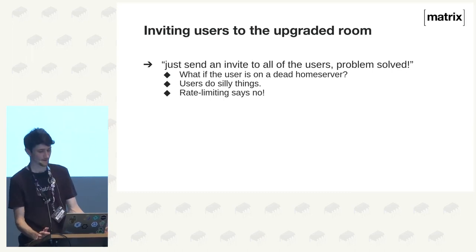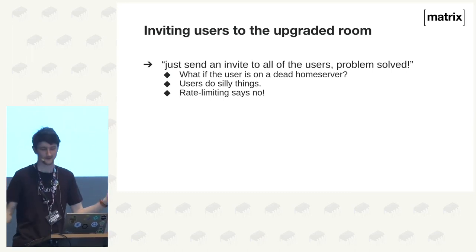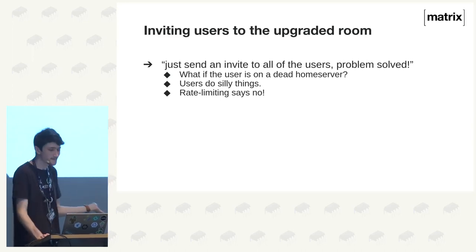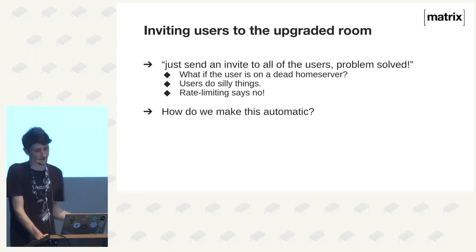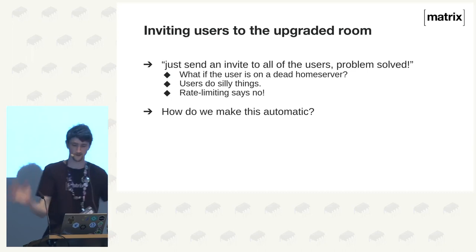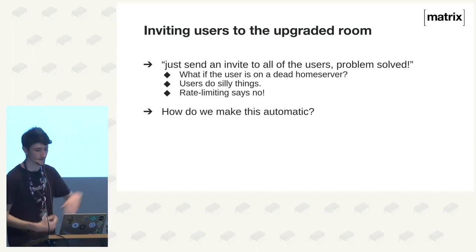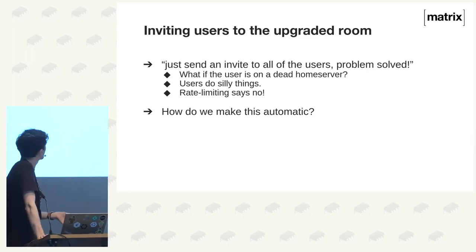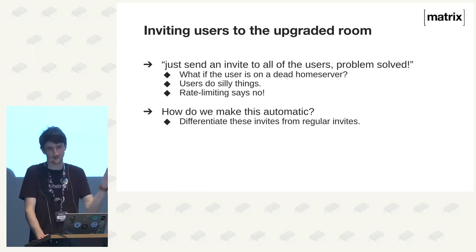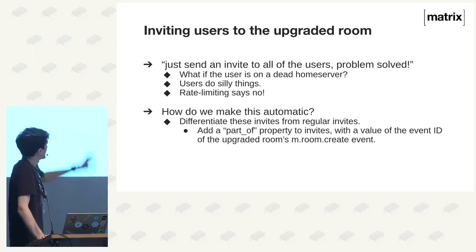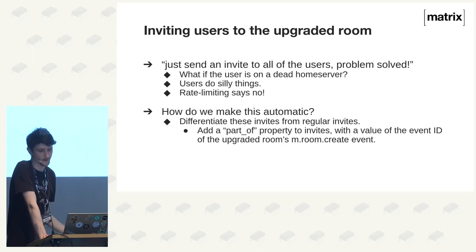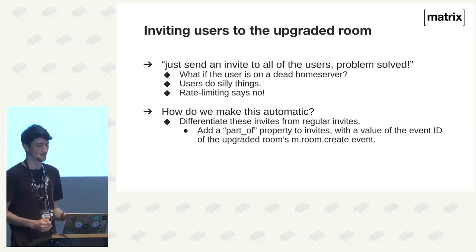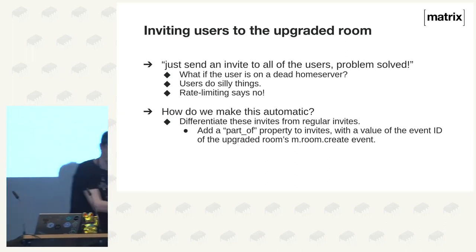And obviously, the reason we have this rate limiting is so users don't spam everyone. But now we have a legitimate use case for all of those invites. So ideally, we would make all of this automated and different from normal invites. Users wouldn't need to click accept, and rate limiting would not get upset at us. How do we do that? Well, the thing that MSC3901 proposes is to differentiate these invites from regular ones by adding an optional field to invites. And this new field will contain the event ID of the upgraded room's create event.